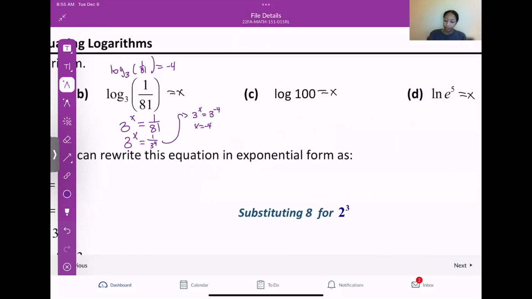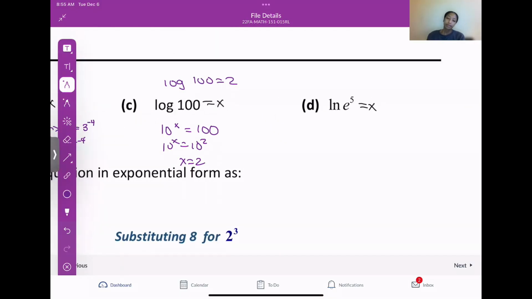Okay. Next, part C, log of 100 equals x. Remember, if there's no base written, our base is 10. So this is saying 10 to what power equals 100 in exponential form? This one isn't too bad. 10 squared is equal to 100. So x here is equal to 2, or our logarithm, log of 100 equals 2.